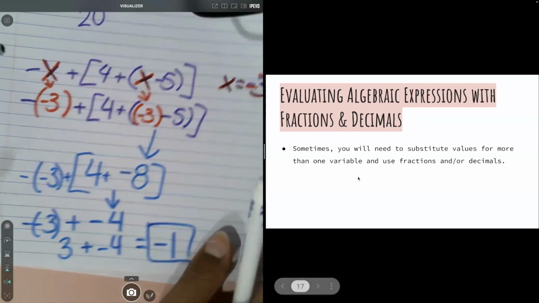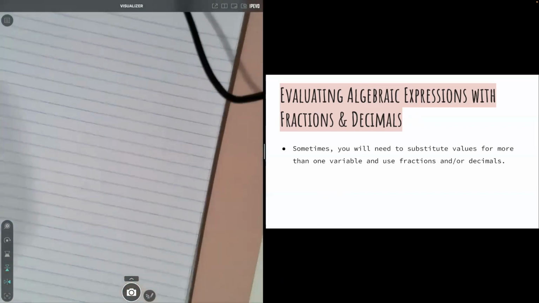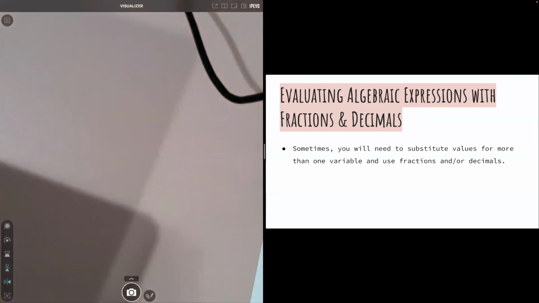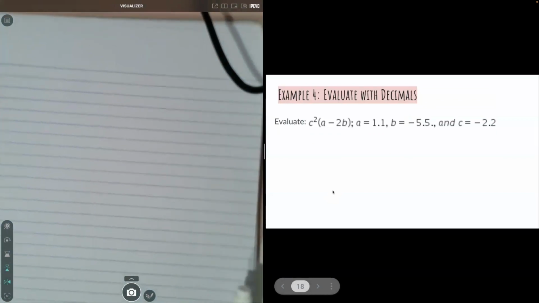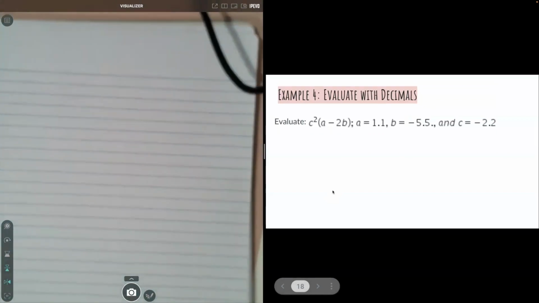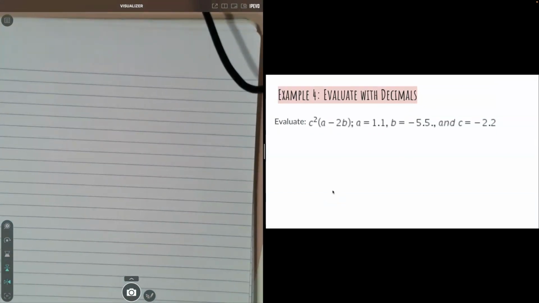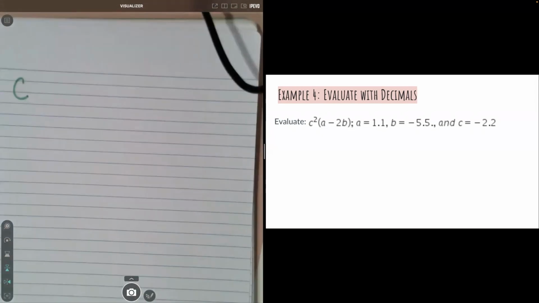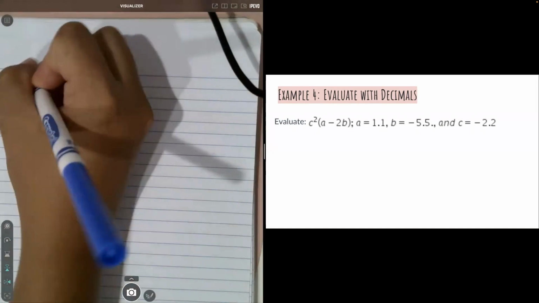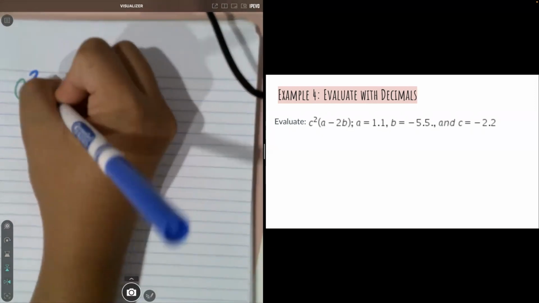Sometimes we're going to need to substitute values for more than one variable and use fractions and/or decimals. So here we're going to practice a little bit with more than one variable. I'm going to write the general setup and replace each variable with a different color so you can see when I'm using each. Here I'm going to put C in green, and then the rest is going to go.